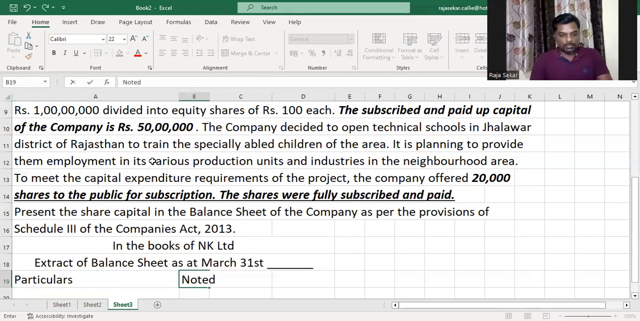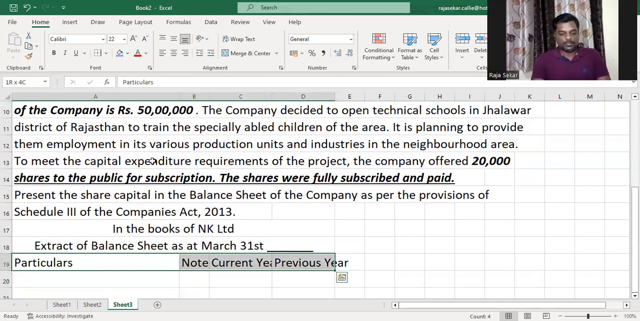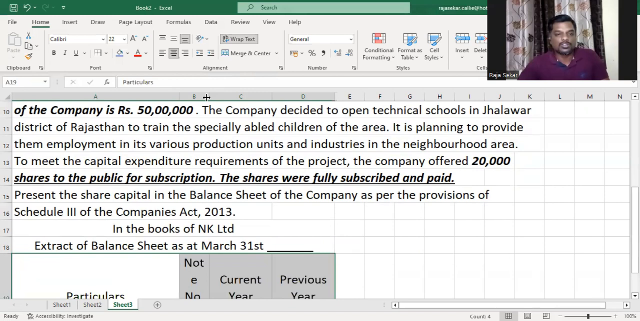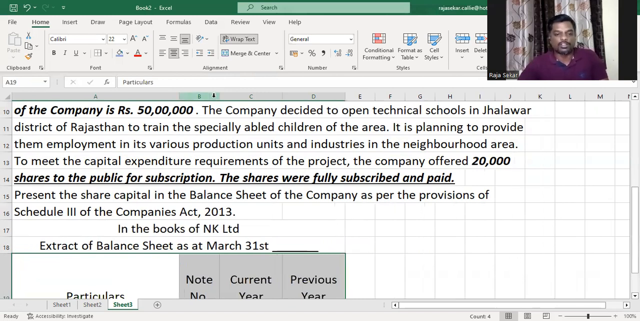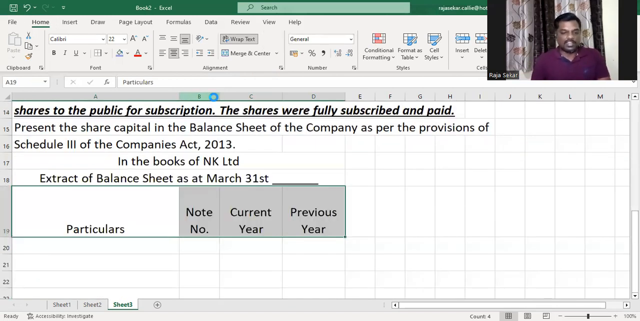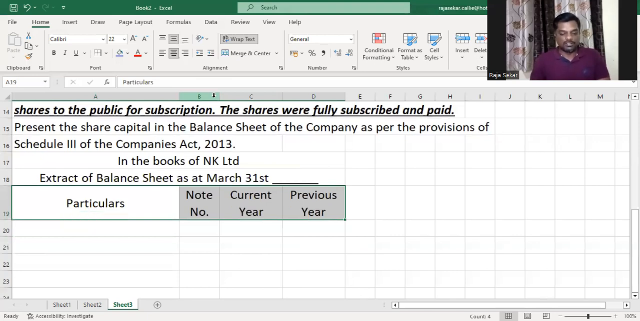Particulars, note number, current year, previous year. Now, this is the format given in Schedule 3 of the Companies Act. So this is not something that you can change according to your wishes. It should be exactly like how it's given in the Act.